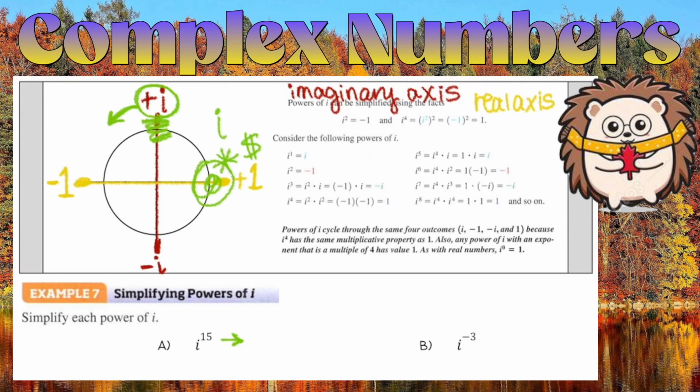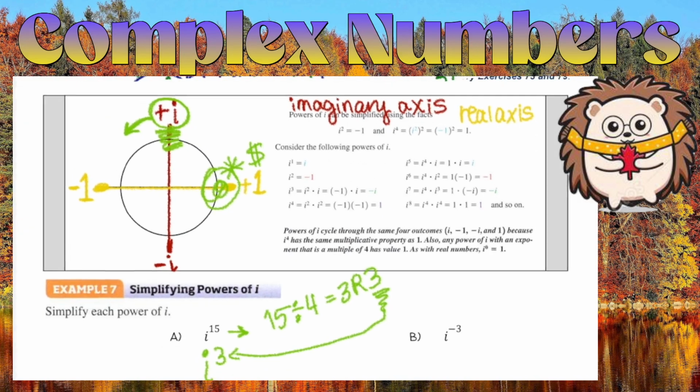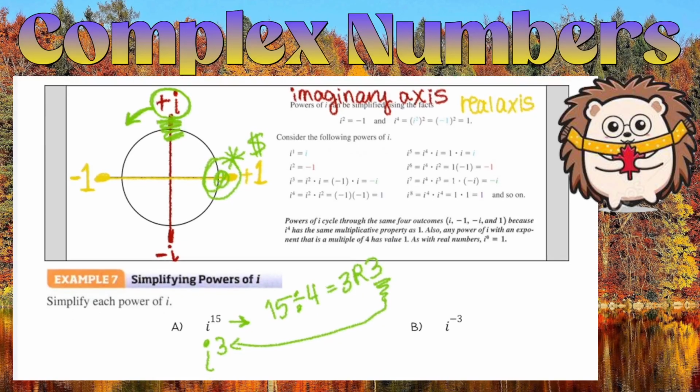Another way to think of it, I use the word remainder, right? So let's divide like a fourth grader. What is 15 divided by 4 like a fourth grader? That's going to be 3 remainder 3, right? So that means it's equal to i to the 3, whatever the remainder is. So coincidentally, the divisor, the quotient, and the remainder are all 3.